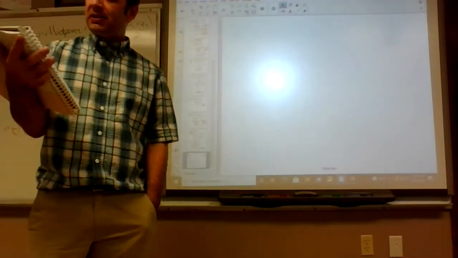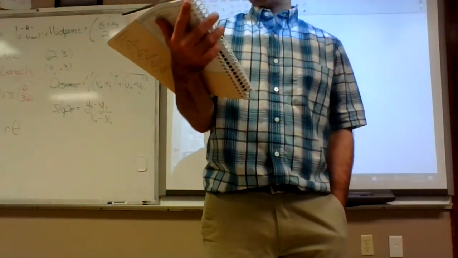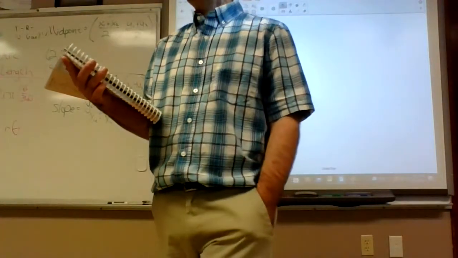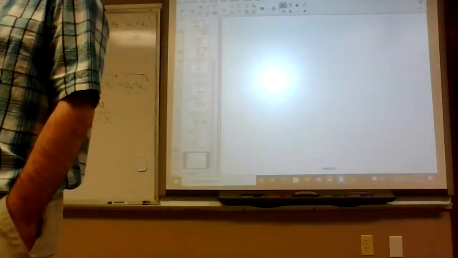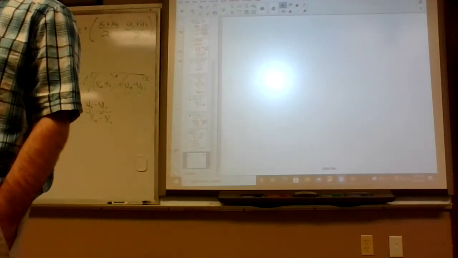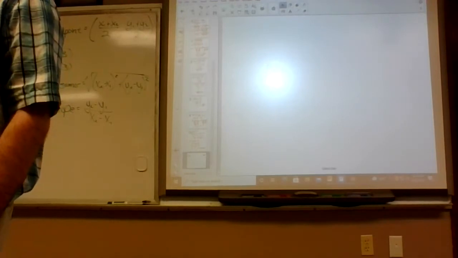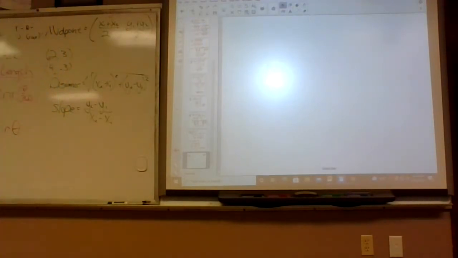Number 7. Name the congruent corresponding parts if triangle CAB is congruent to triangle TRS. What must the congruent parts be for those two triangles? How many parts are congruent on those two triangles? 6. 3 pairs of angles, 3 pairs of sides, right? So for example, angle C on that triangle would have to be congruent to angle T on the other triangle. Angle A congruent to angle R, angle B congruent to angle S. What else is congruent?